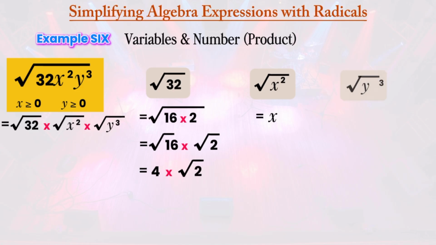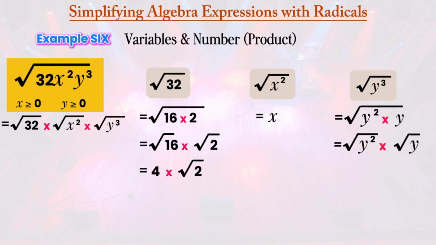With the square root of y to the power of 3 piece, we now break it down with its perfect square factor to get the square root of y squared times y. Break it up to get the square root of y squared times the square root of y to result in y times the square root of y.